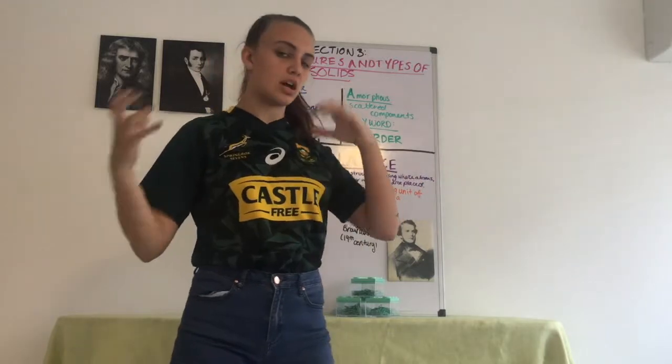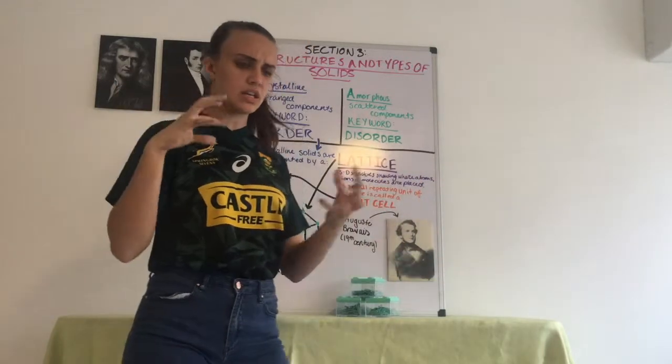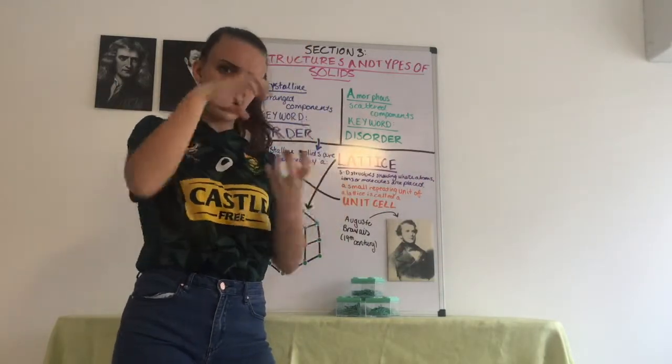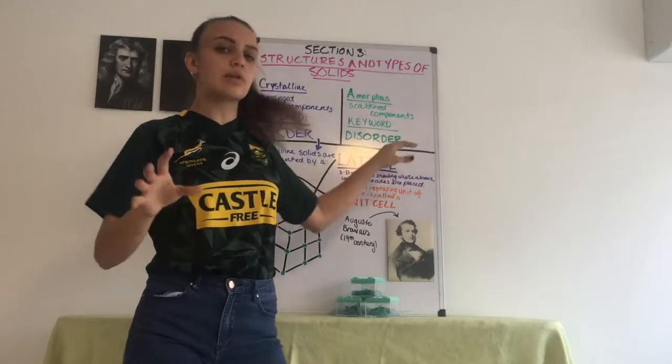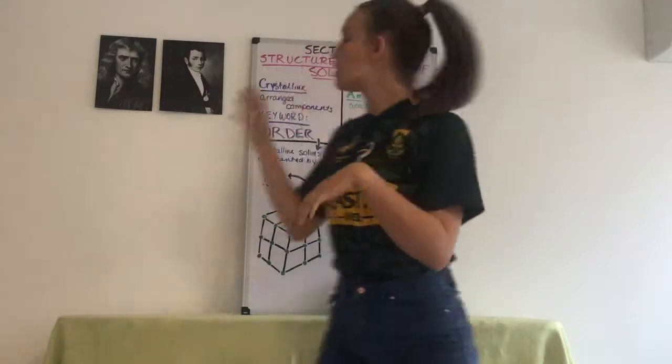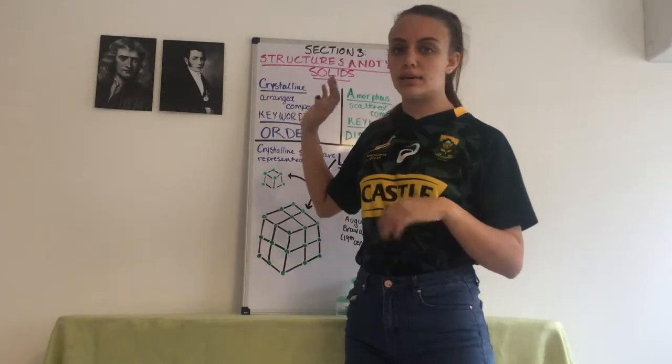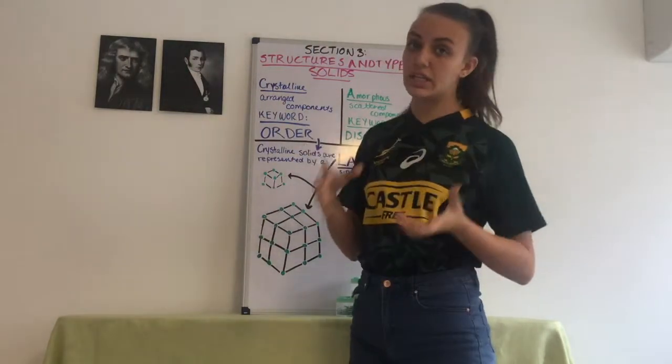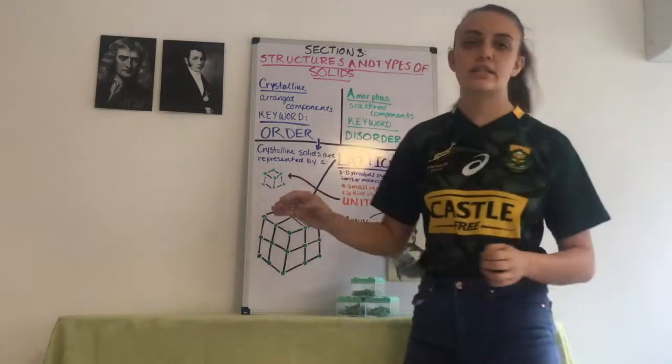They are just all over the place, and the ions and everything are just clumped together, and the key word to remember for that is disorder. Now, looking back at the crystalline solids, they are represented by what is known as a lattice.